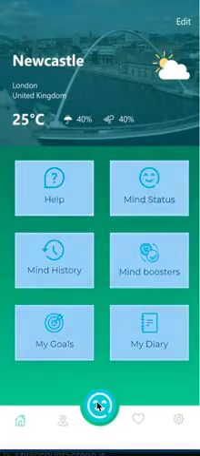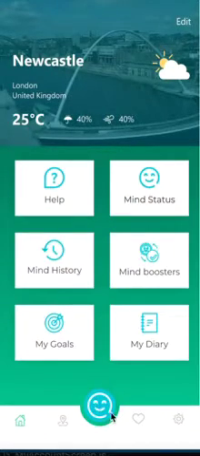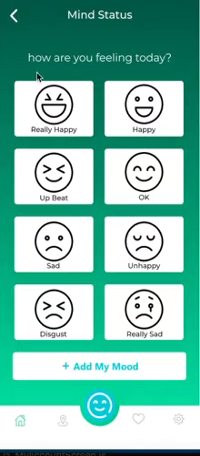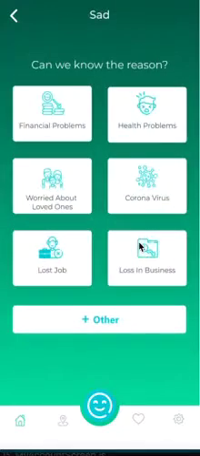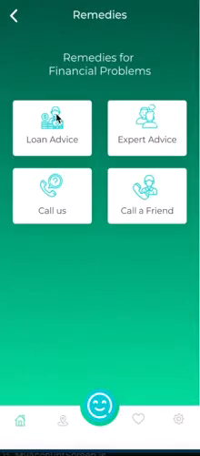So at any point of time, he can click the center button to record his mind status and get some instant remedy out of the list of all the things that we have. So these are the major functionalities of this app: recording your mind status and getting an instant remedy for any problem that he has.